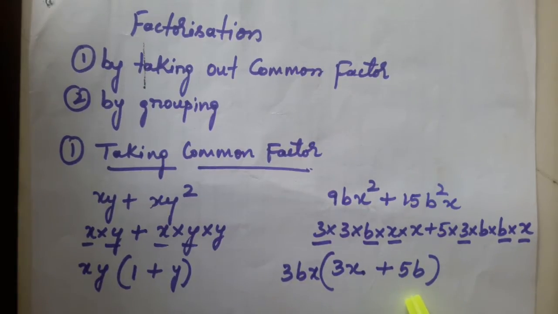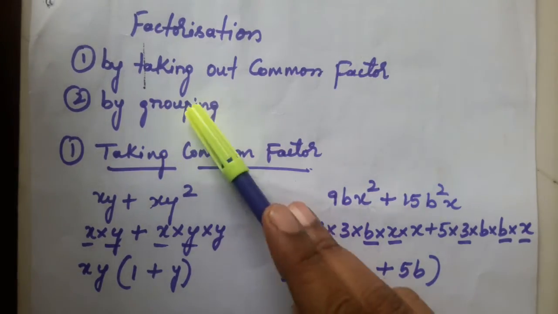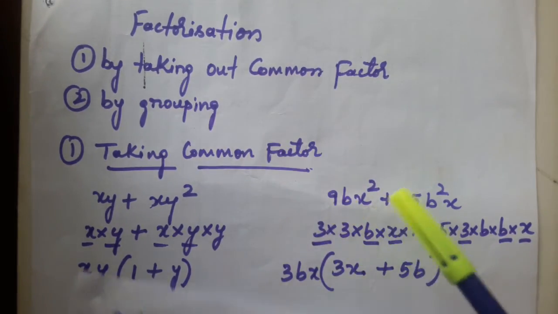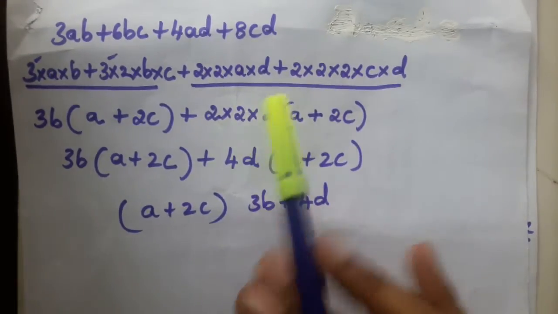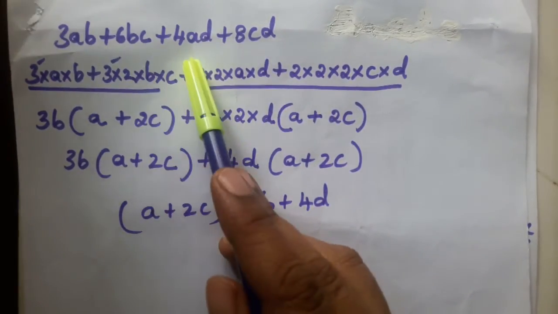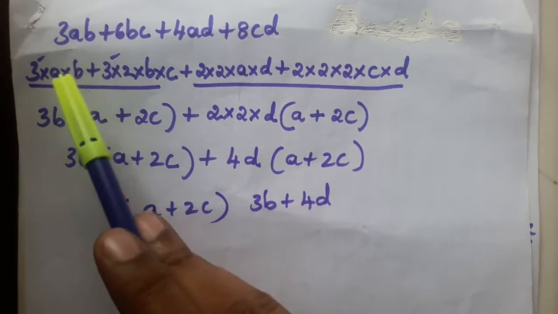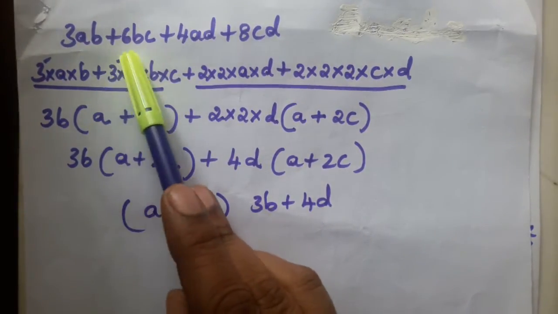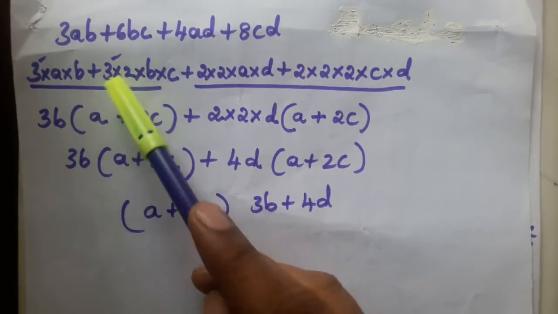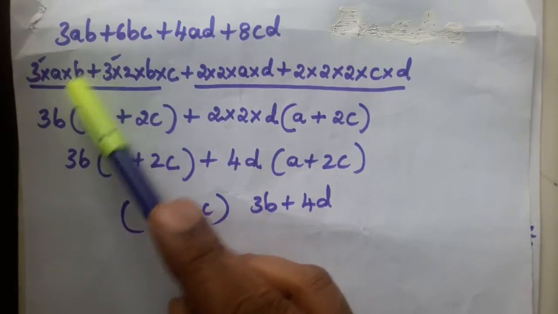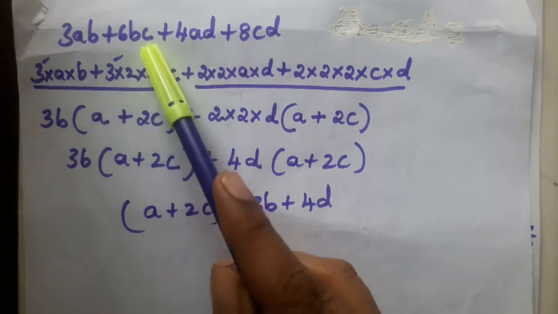So next we will see the second method. The second method is by grouping. So how to do that by grouping? So see here, 3ab plus 6bc plus 4ad plus 8cd, like this we have got. So now before grouping, let us find all the factors out. 3 into a into b plus 3 into 2 into b into c.